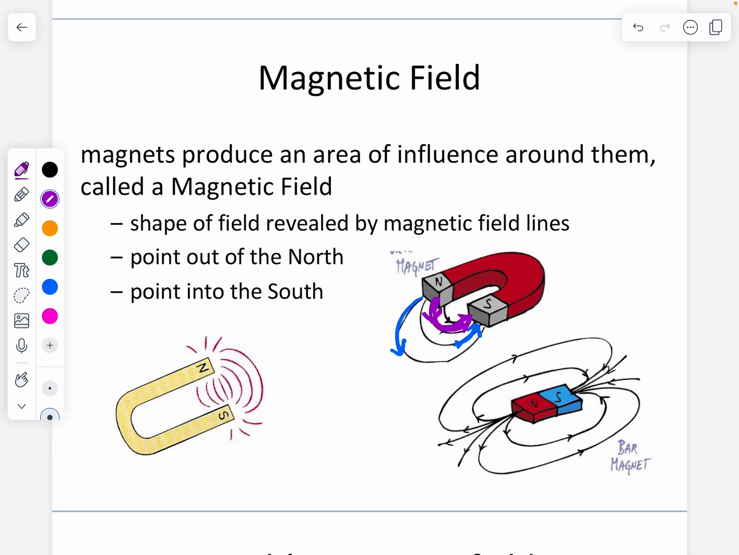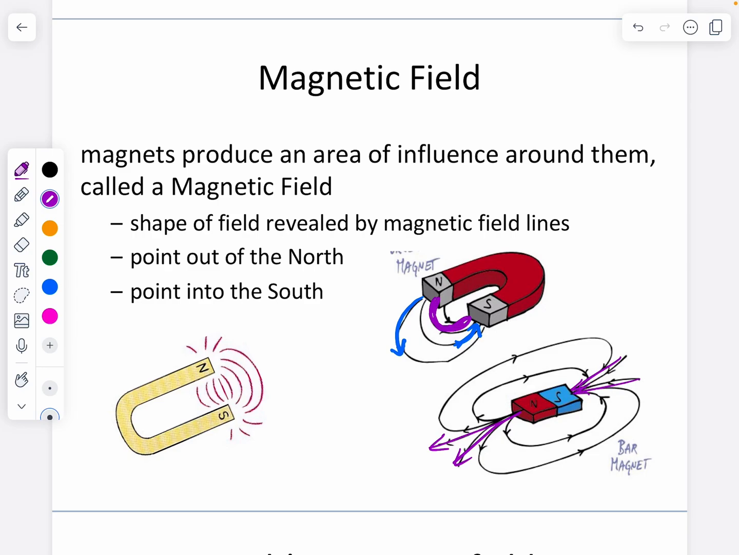And because opposites attract, we end up with this image that shows a complete connection between the north and the south end of our magnet. If we look at this illustration down here below it, this is not a U-shaped magnet. This is a regular bar magnet. So we have arrows coming out of the north end. We have arrows going into the south end, right?